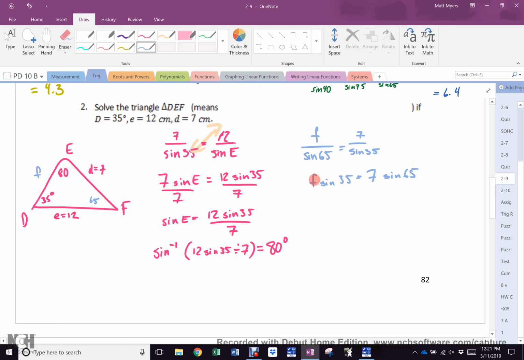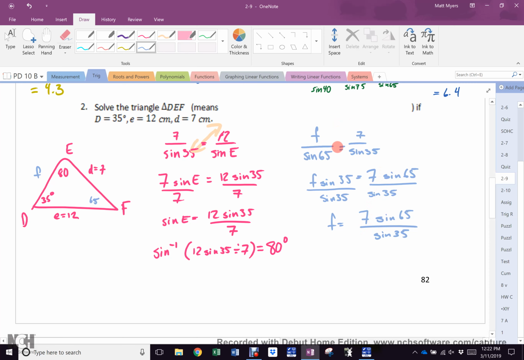And then, since I want f by itself, what would I do? I would divide this by sine 35, divide this by sine 35, and I would get f equals 7 sine 65 divided by sine 35. Now, that's doing all the steps. Once you have done all the steps, once you have walked to grandma's house 1,000 times, can you start looking for shortcuts? Yes. So we've done this the long way. Let's look for a shortcut.